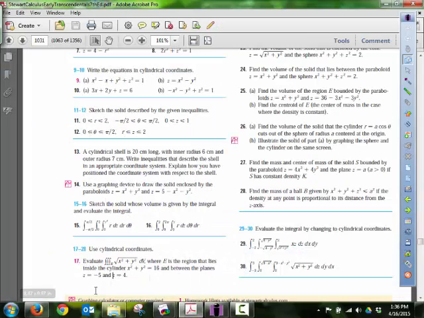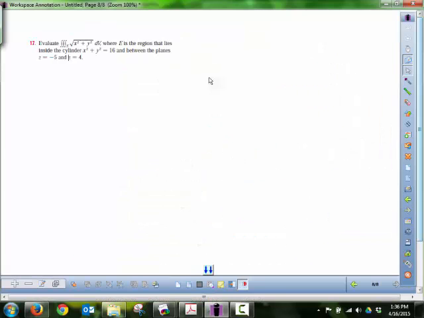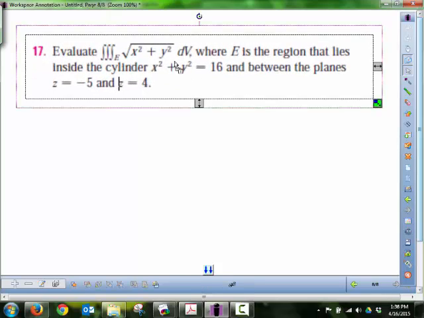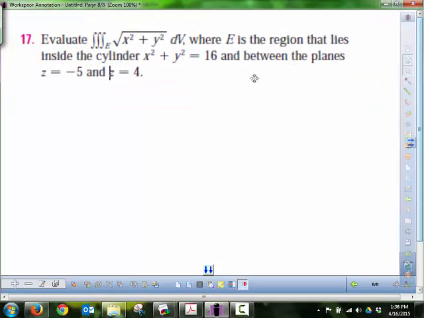All right, let's see if we can do a problem here. Number 17. So this time you have an integrand. Think about the integrand as a density function if you want, where E is a region that lies inside of the cylinder and between the planes. Oh, this is easy. All right, let's do it quickly.